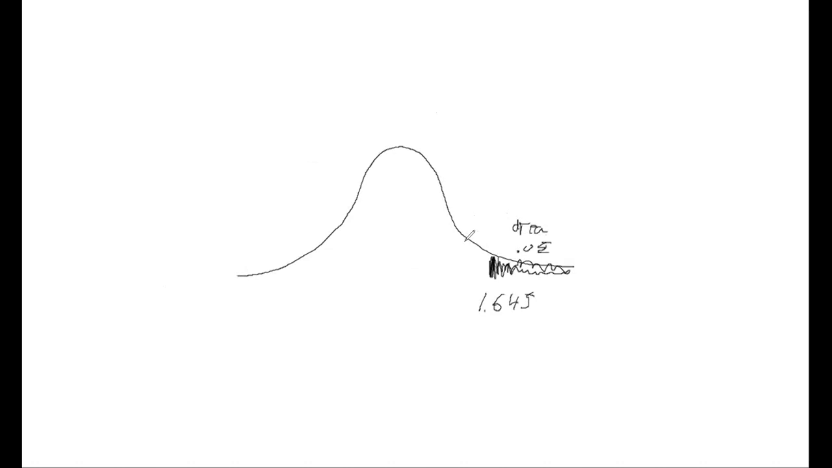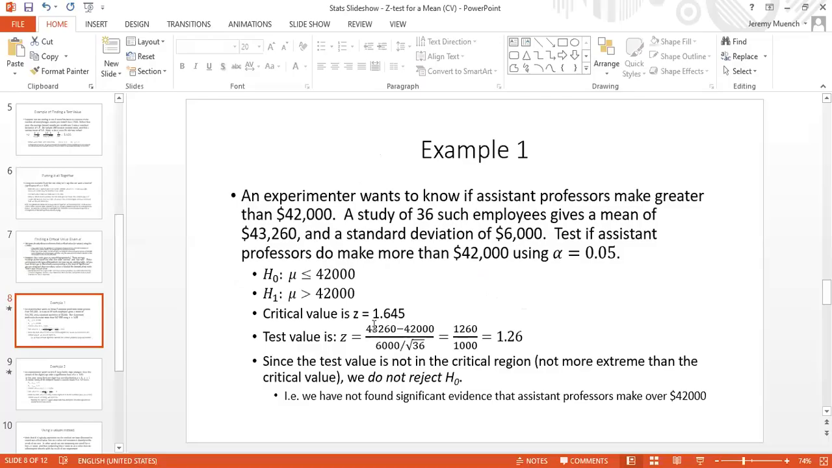Our actual found value, I believe it was 1.26, would be somewhere right here. This is not in the critical region. So this is not a place where we reject the null hypothesis. It's not extreme enough. So this is what we're looking at, and we do not reject the null hypothesis here.